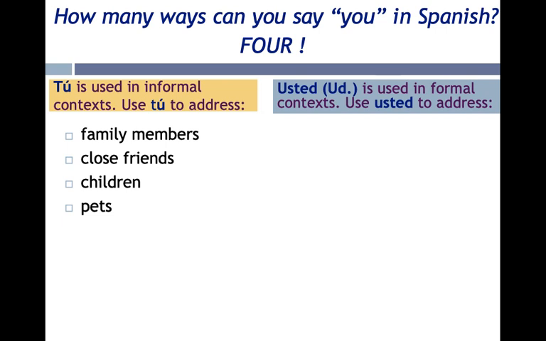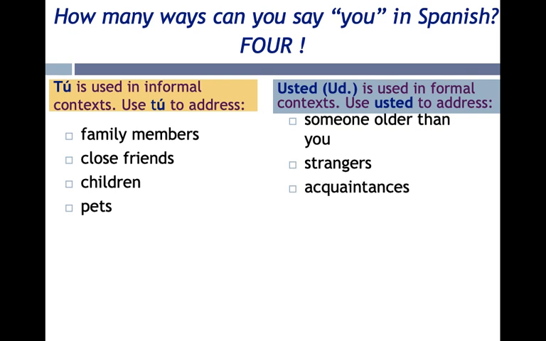Usted. Usted is singular and it's used in formal contexts. So you use usted when you are talking to someone older than you. Okay, so you're talking to your neighbor across the street, Mr. Smith: usted. You're talking to people you don't know, use usted to say you. Acquaintances at work who you don't know really well, you see them in the hallway, use usted. And again, colleagues at work.